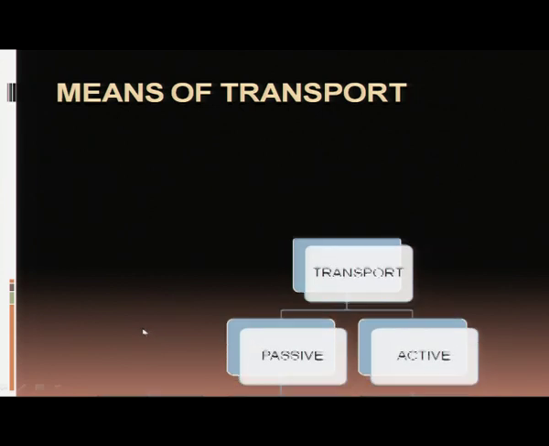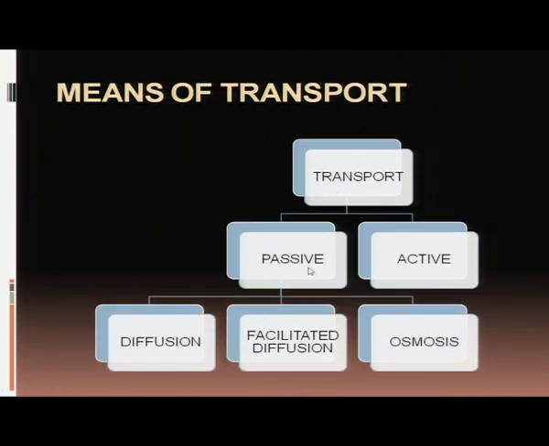So, we can classify the means of transport as passive and active transport. In passive transport, energy is not required, but in active transport, energy is used in the form of ATP. When we talk of passive transport, we can study diffusion, facilitated diffusion and osmosis. All these processes do not require any energy in the form of ATP to carry out transportation, or we can say that even diffusion is not dependent on living things. It can be shown even in non-living systems.